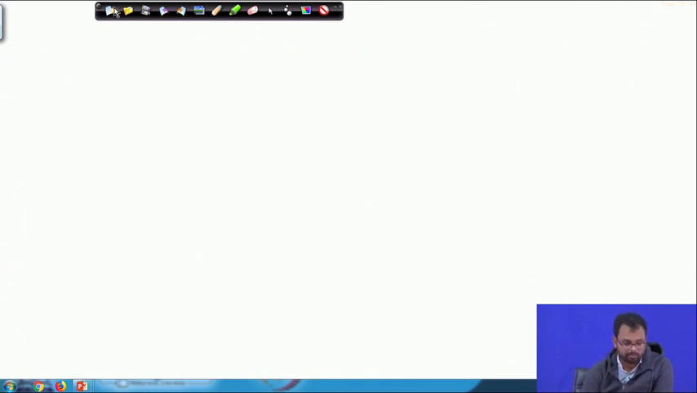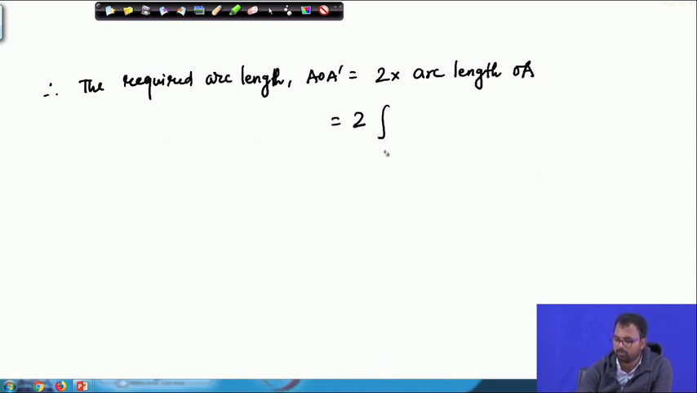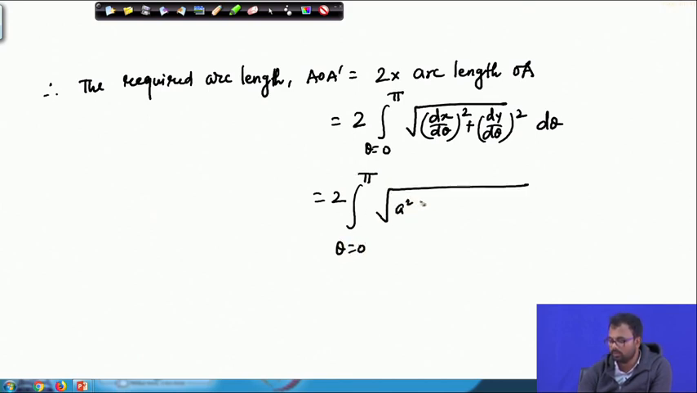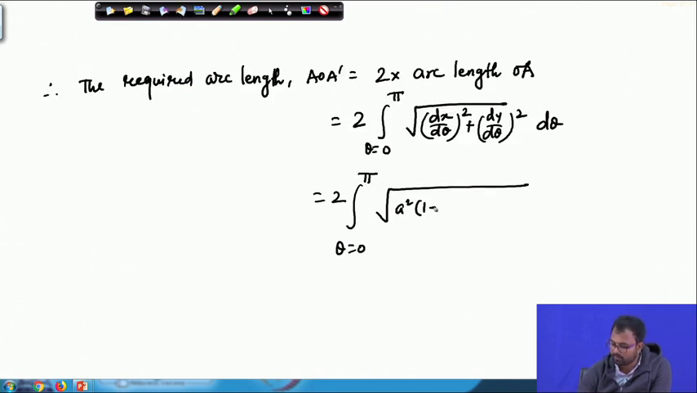And now we know our formula where we have to substitute all of these. The formula says that the required arc length A'A equals 2 times the arc length, let us say OA. So in that case it is 2 times the integral from 0 to pi, theta running from 0 to pi, of the square root of (dx/dtheta)^2 plus (dy/dtheta)^2 times d theta. Now this is 2 times the integral, theta running from 0 to pi, of the square root of a^2(1 plus cos theta)^2 plus a^2 sin^2 theta.